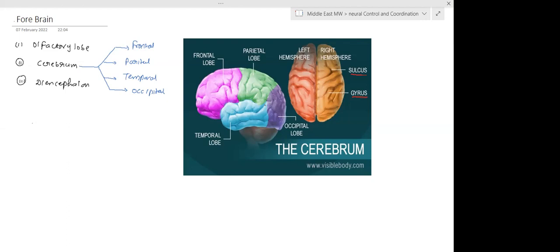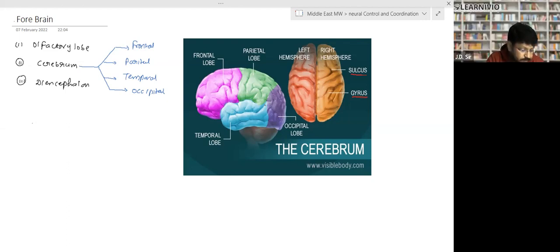So the first part, start noting down, olfactory lobe. Olfactory means smell, we know. Olfactory lobes are concerned with the sense of smell.